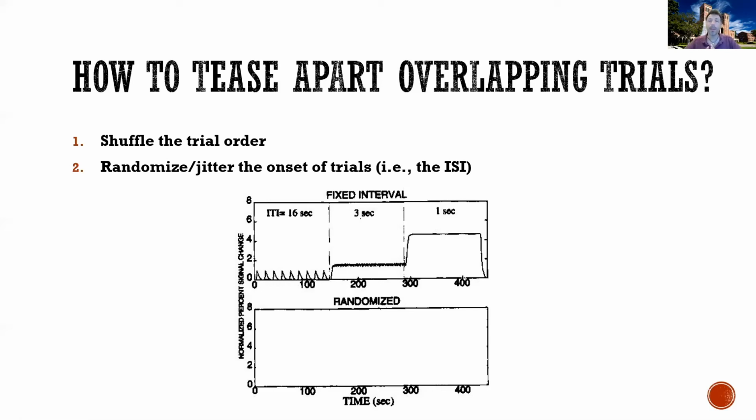Now compare that to, instead of having a fixed interval between the trials, we're now going to randomize. So trial 1 might be here, trial 2 might be here, trial 3 might happen out here. And so we're randomly changing the spacing in between two contiguous trials. Now, if you have 16 seconds in between trials and you randomize them, it doesn't matter, because you still get enough space in between trials that you can see each individual response.